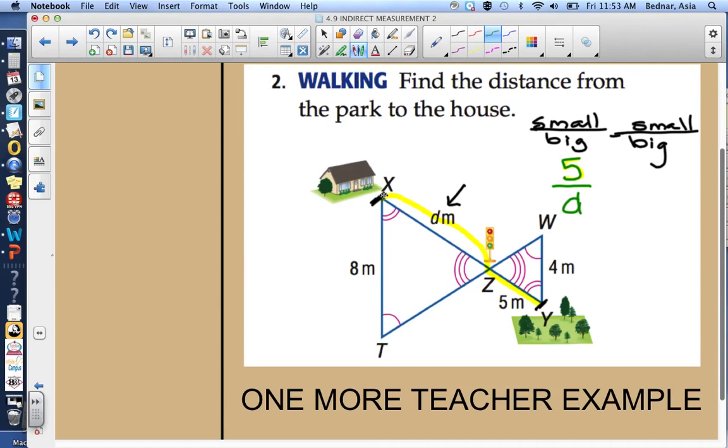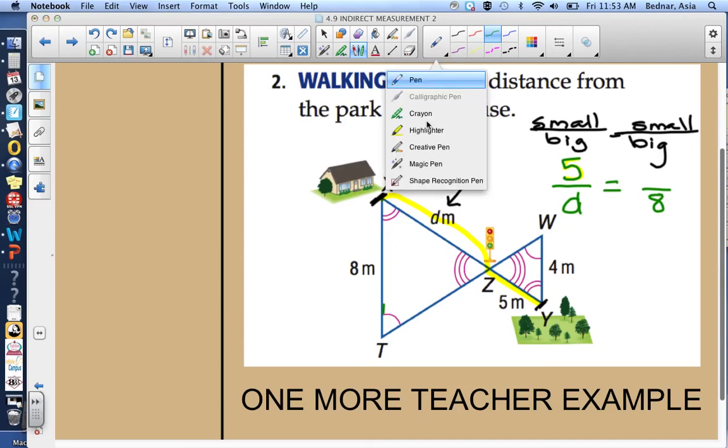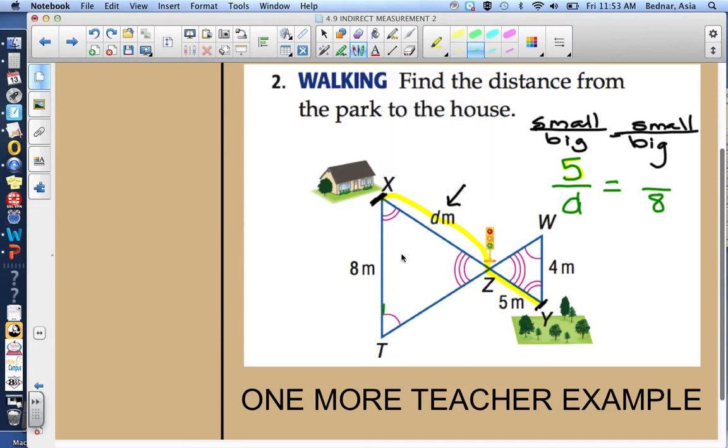I know on the big I have this other value here of 8. So now I need to figure out what side that corresponds to on the other figure. This 8 here is 2 dashes to 1 dash. So I'm going to come over here. Here's 2 dashes to 1 dash. Well, what does that work with? 4. So now I can put that 4 right on top here.